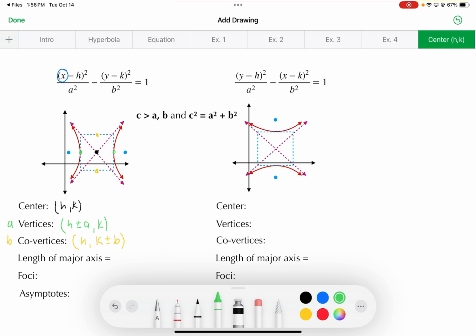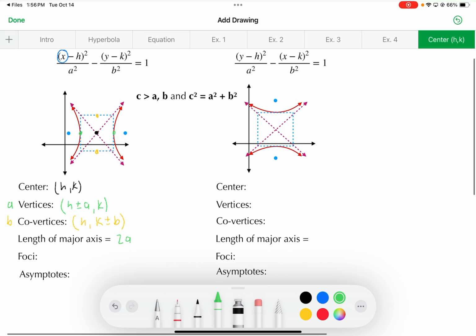The length of your major axis is still 2 times a. That's the distance from the vertex to the other vertex. Your foci still come from c. And remember, c is the biggest number, to where c squared equals a squared plus b squared. And the foci are in line with the vertices, so I'm going to move left and right from the center. The coordinates will be (h plus or minus c, k).